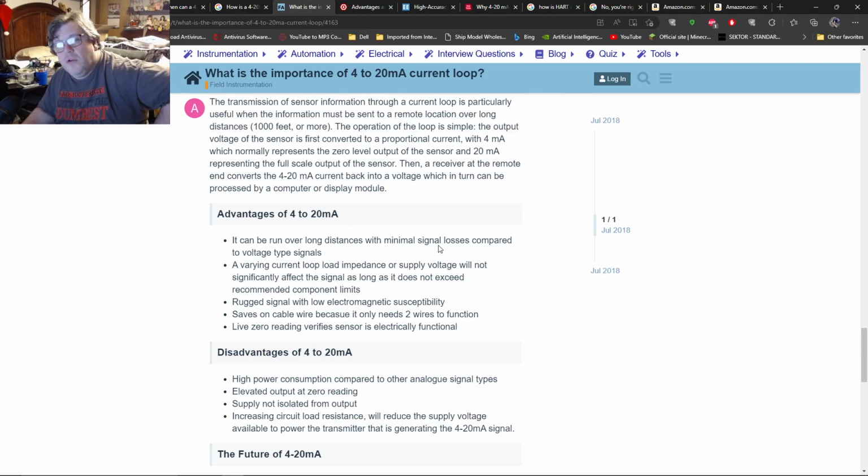It can be run over long distances with minimal signal losses compared to voltage type signals. A varying current loop load impedance or supply voltage will not significantly affect the signal as long as it does not exceed recommended component limits. Rugged signal with low electromagnetic susceptibility. It saves on cable wire because it only needs 2 wires to function. Live zero reading verifies sensor is electrically functional.